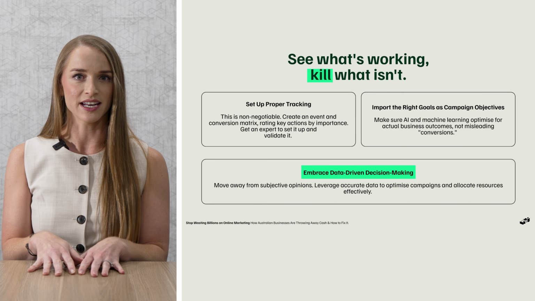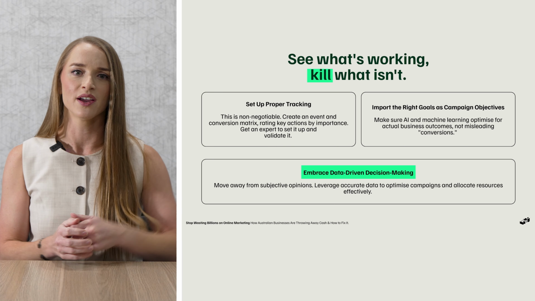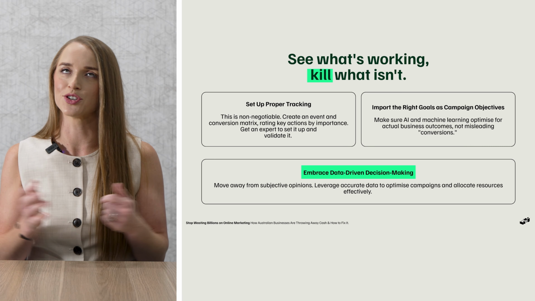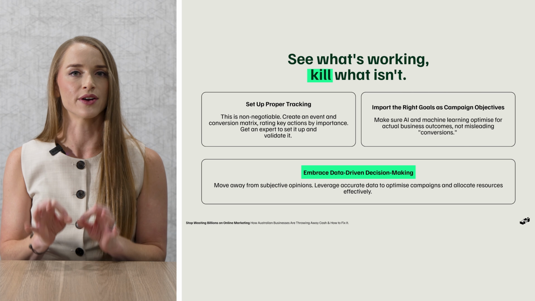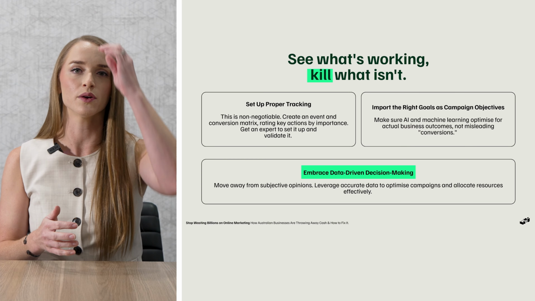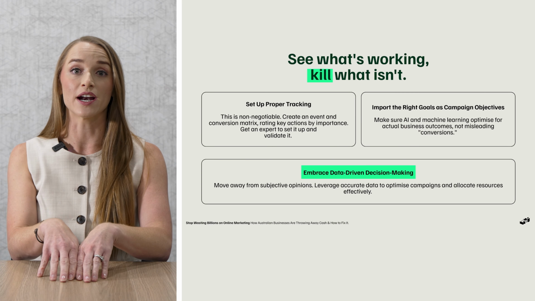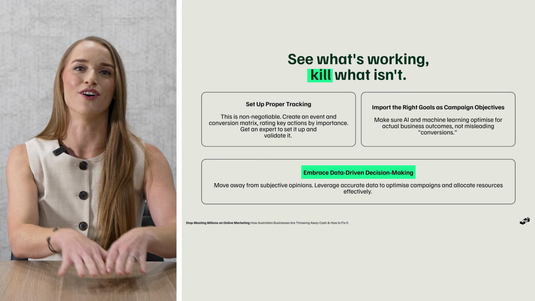Embrace data-driven decision-making. Data-driven decision-making can really only happen when you have your tracking set up. I told you I'd mention it again, but it is honestly so key. When you've got your tracking set up, you're actually telling the platform what you want to achieve, and then you're tracking the information so you can make better informed decisions based on data.